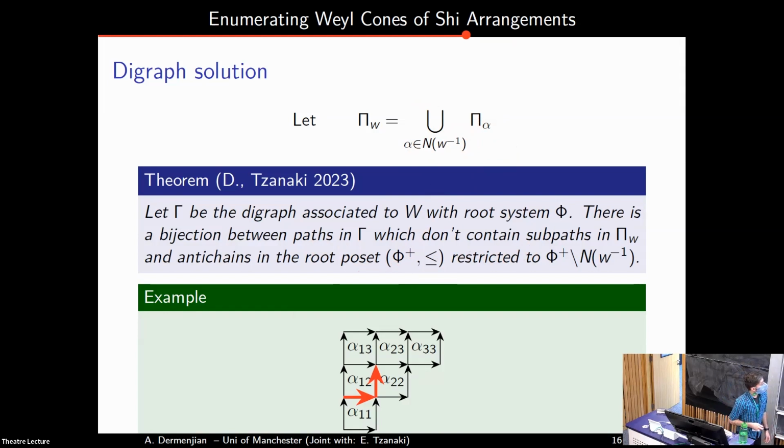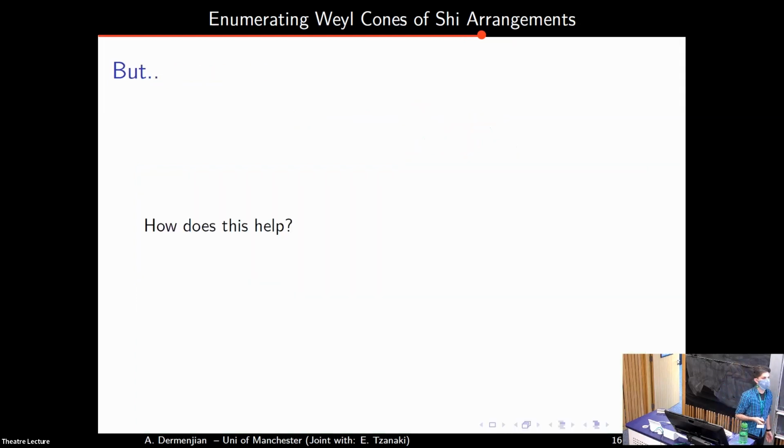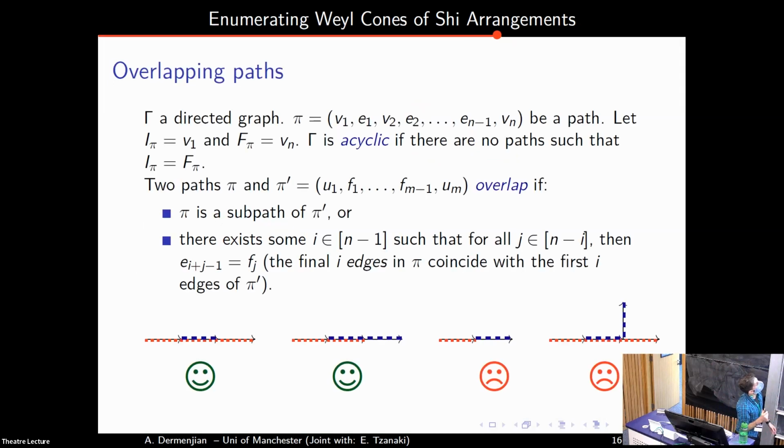All right, so at this point you're like, okay, well then how does this help? You've just changed it from an antichain problem to a path problem. And that is where fun things start. So we're going to talk about overlapping paths. In essence, we're going to go into a little bit of graph theory. I don't actually know if this exists in graph theory or not.